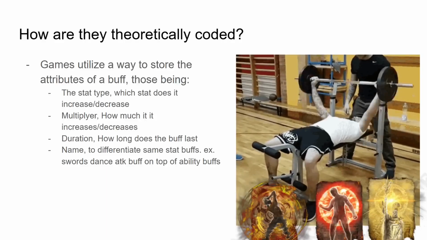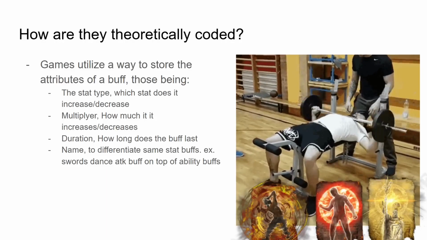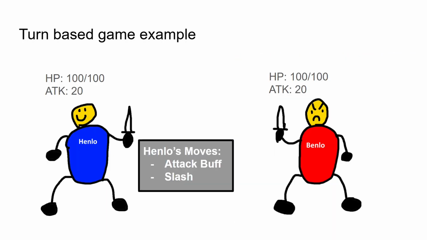All of these examples I have mentioned have similar attributes. They all have a stat type, multiplier, duration, and a name. For those who live under a rock, here's a diagram to represent what I am talking about. We have Henlo and Benlo, who have the exact same stats.